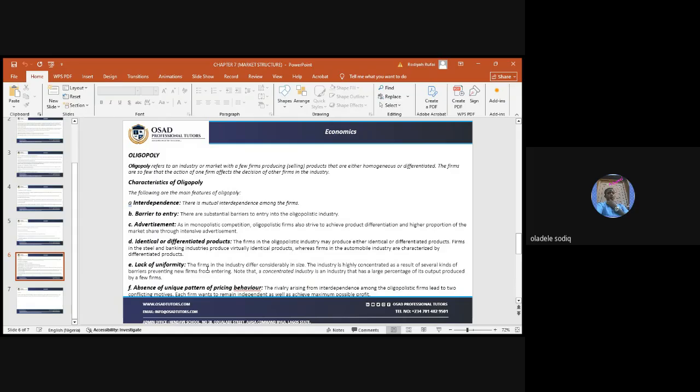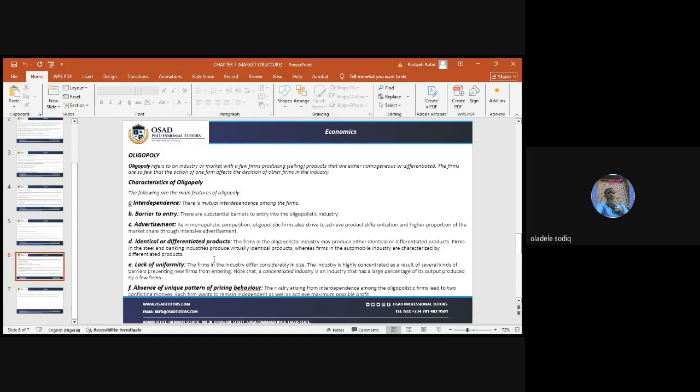Then there is also what we call lack of uniformity. The firms in the industry differ considerably in size. The industry is highly concentrated as a result of several kinds of what? Barriers. So in the oligopoly market structure, there is a barrier, and this barrier will prevent new firms from entering the industry, because there is a large percentage of output produced by a few firms.